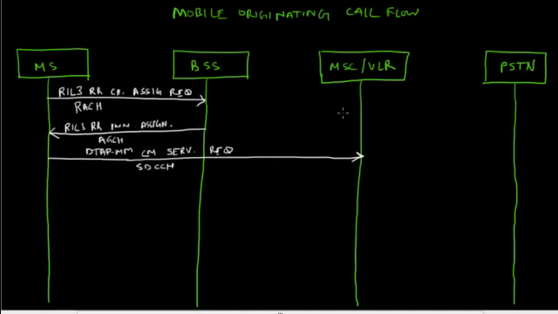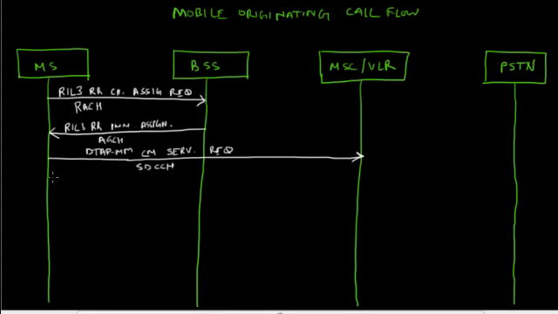After this, depending on MSC VLR, it's optional to do the authorization and ciphering. So if before making the MOC or mobile originated call request, location update has already taken place, that means authorization and ciphering has already taken place, so it won't happen again here. But if not, then definitely it's going to happen. So authorization and ciphering is optional after this message.